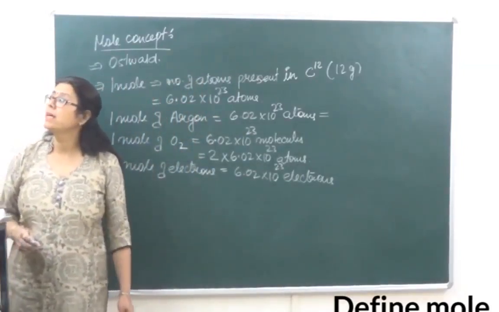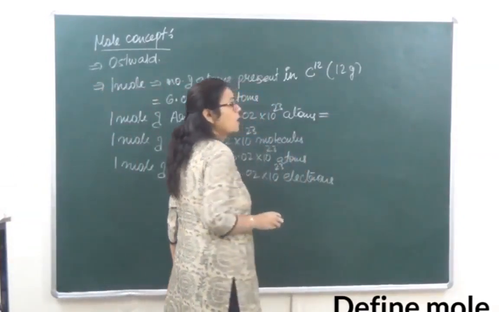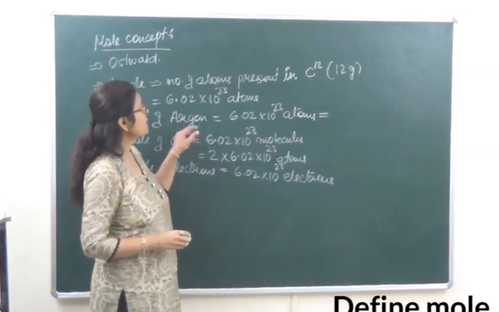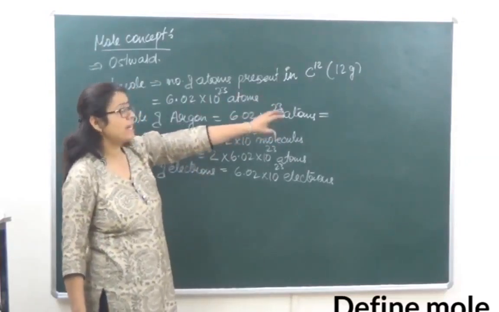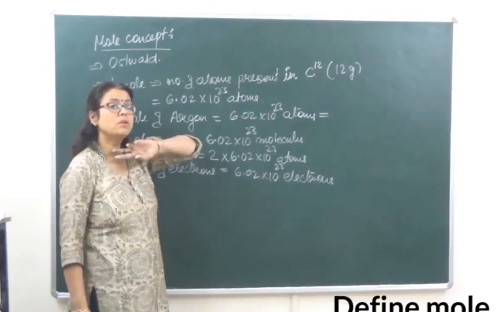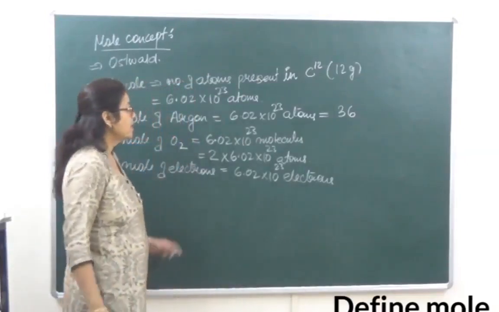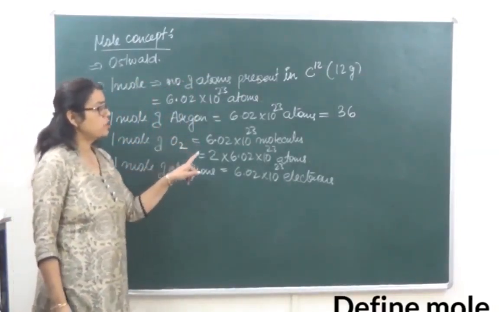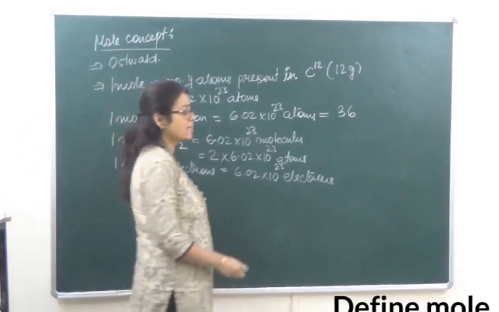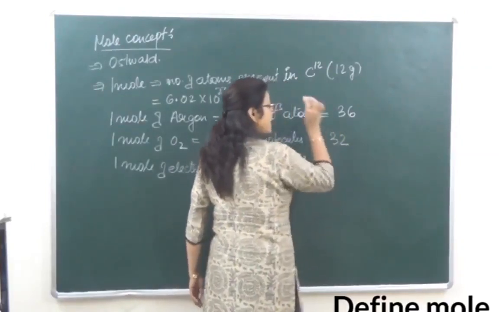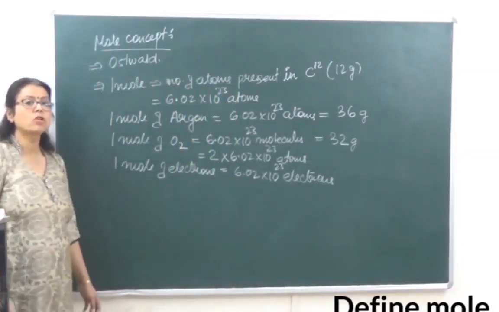For example, if we are taking argon, the atomic mass is 36. So 1 mole of argon is equal to 6.02 × 10^23 atoms. So what will be the weight of 6.02 × 10^23 atoms? That will be equal to the gram atomic mass, which is 36. Okay. Similarly, how many molecules does 1 mole of oxygen have? 6.02 × 10^23 molecules. So what will be the weight of these many molecules? That will be 32 grams, the weight of 1 gram molecule of oxygen.